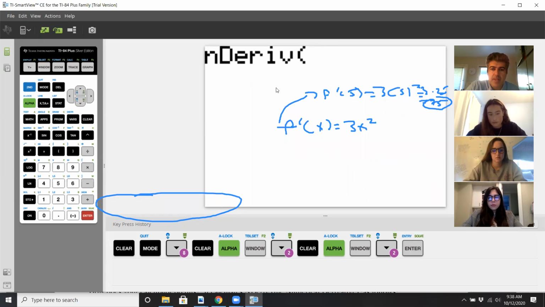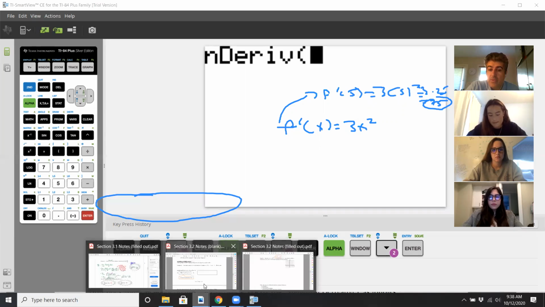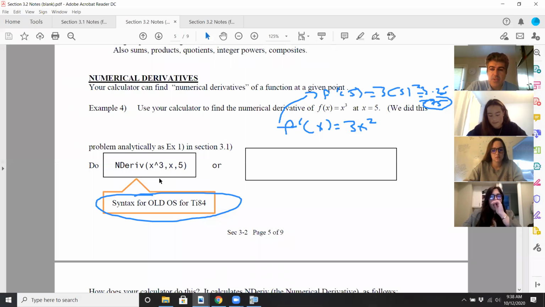You're going to see something that looks like this. It's called nderiv. And what it's asking you to do is type in the function that you want to take the derivative of. So in this case, x cubed. Then you have to put an x in the middle just to tell the calculator that you're taking the derivative with respect to x. What that exactly means, that'll be more clear when we get to, I think, 3.4 or 3.5. Don't worry about that for now. Just put x in the middle. And then you have to tell it what x value you want to substitute, of course 5.